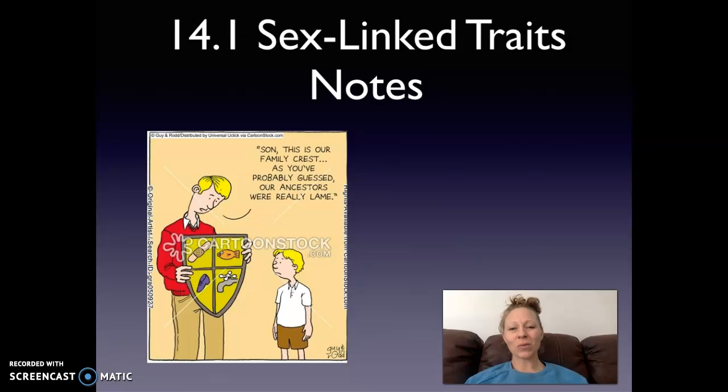Hey you guys, welcome to Sex-Linked Traits Notes. There is a document that I want you guys to take the notes. These are going to be just like the classwork notes that we take. So I'm going to talk and you guys are going to write using the guided notes. So you should find those attached.